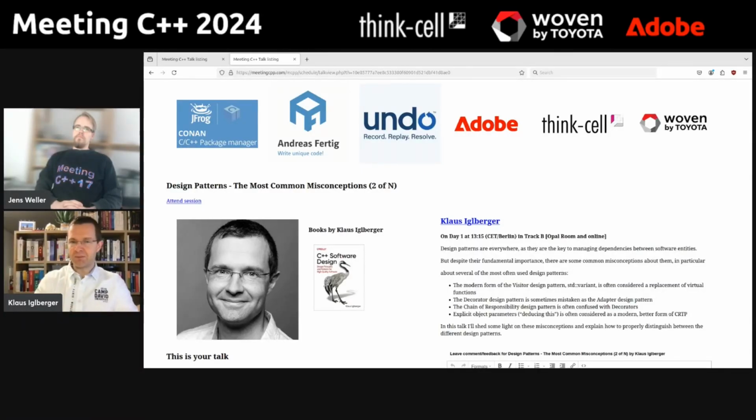So the first form being an application of mixins, essentially, where you add some functionality by means of a base class. And in order to do this for the right types, you use CRTP.